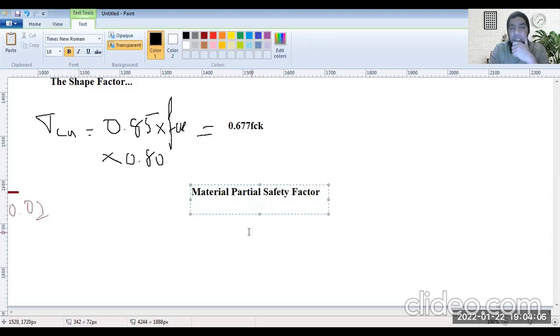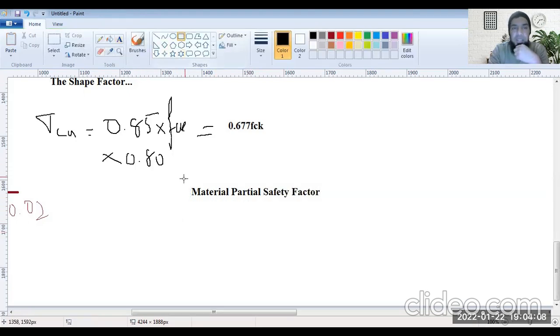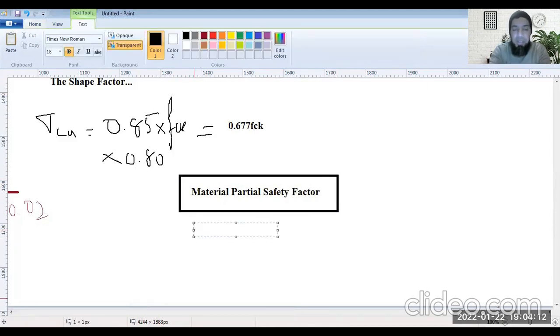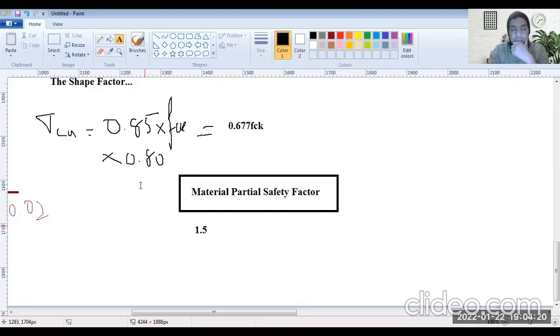And for concrete, we already studied last time. I told you the material partial safety factor is how much? 1.15. Sorry, 1.5. For steel, it's 1.15. So we represent it by gamma M. Gamma M is the material partial safety factor. For concrete, it would be gamma MC. So gamma MC for concrete is 1.5.